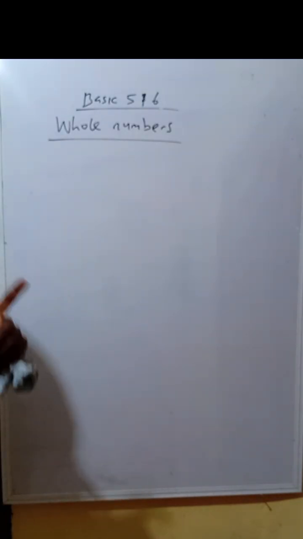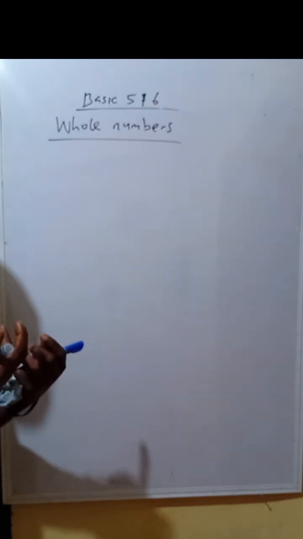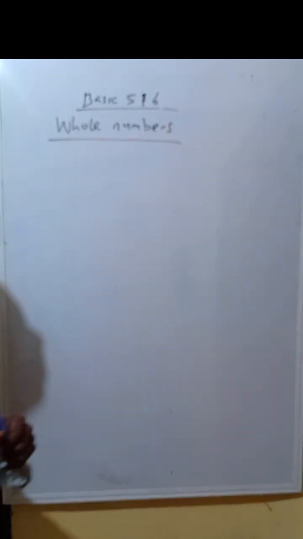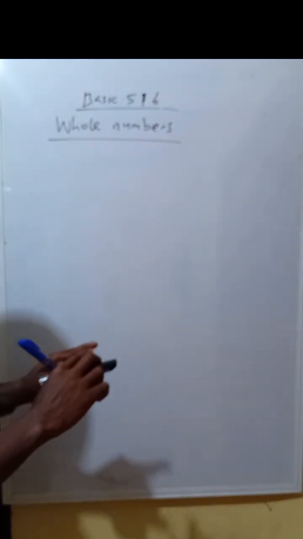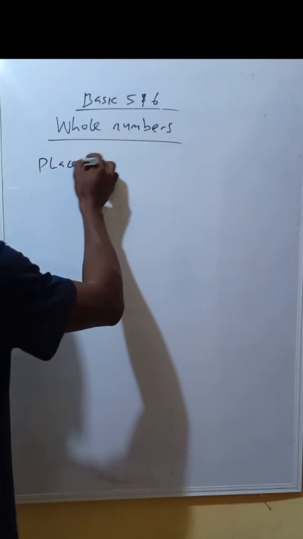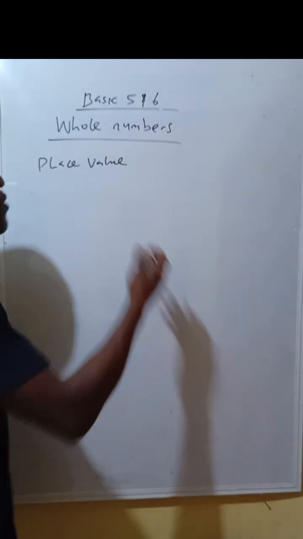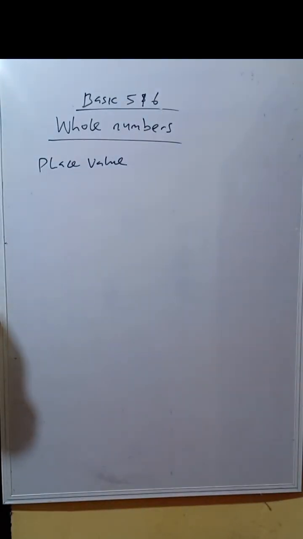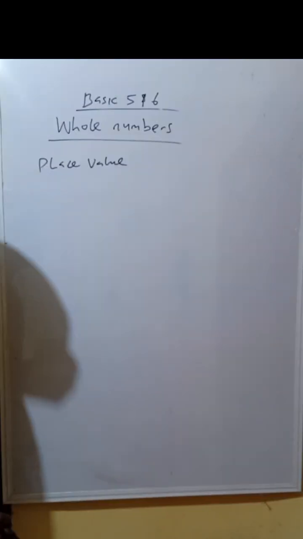So you were taught in basic 4 the concept. When I say concept, I'm talking about a particular knowledge that you were taught. The concept of what you were taught in basic 4: place value. Very, very important. Place value gives us information about the position of digits in a whole number.